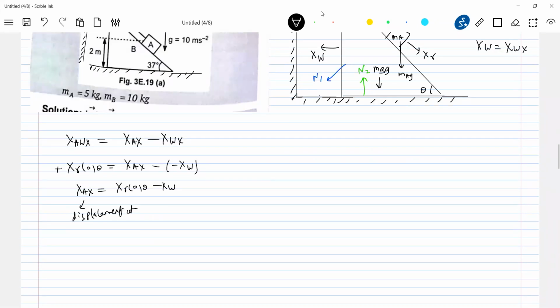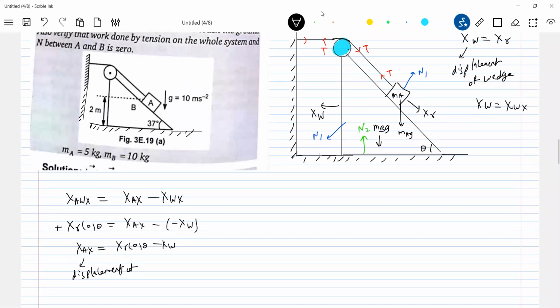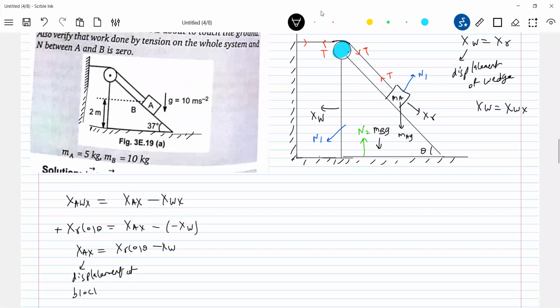Displacement of block with respect to ground along x-axis. Similarly, what is the displacement of the block with respect to ground along y-axis? So I'll go for it. Y displacement of the block with respect to ground along y-axis. This should be equal to YA, so this should be equal to XR sine theta.